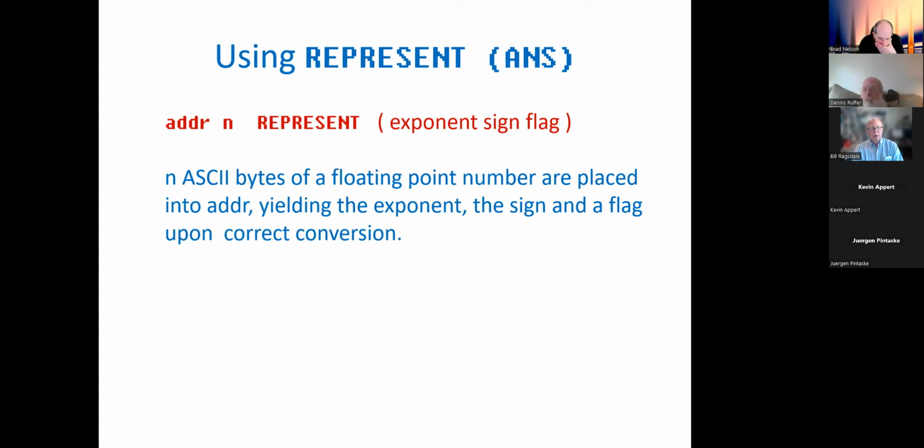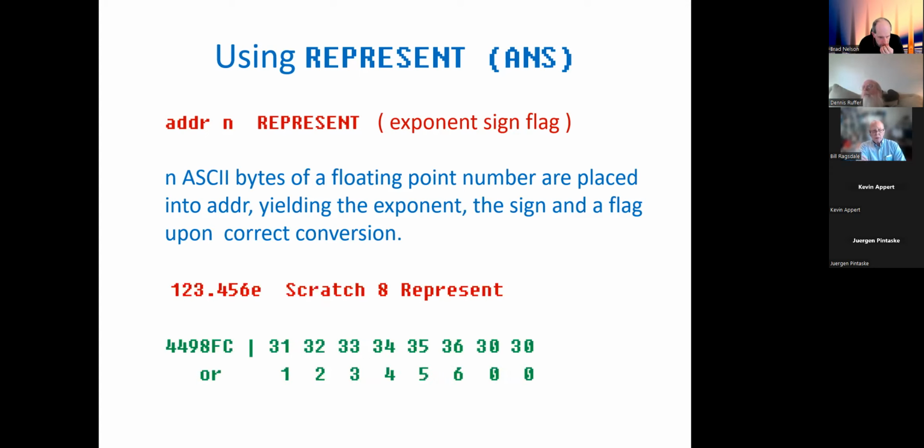So in this case, we're going to get n number of ASCII bytes. If you say n is 10, you'll get 10 ASCII bytes in that buffer space, contiguous with blank filled at the end and no decimal shown. Here's an example.